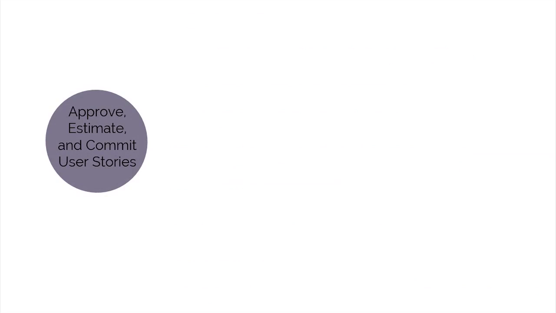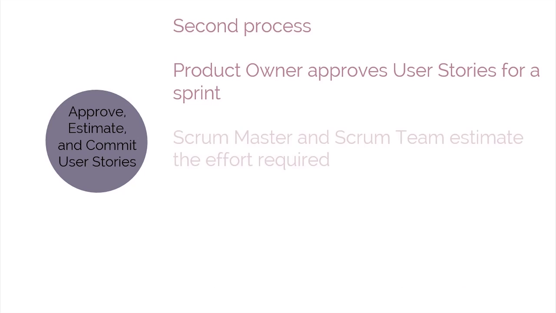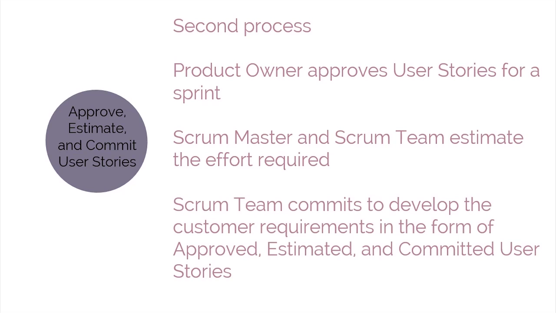Approve, Estimate, and Commit User Stories is the next process. In this process, the product owner approves user stories for a sprint. Then, the Scrum Master and Scrum team estimate the effort required to develop the functionality described in each user story. And the Scrum team commits to develop the customer requirements in the form of approved, estimated, and committed user stories. The third process in the Plan and Estimate phase is Create Tasks.